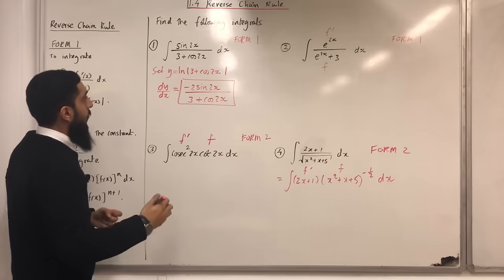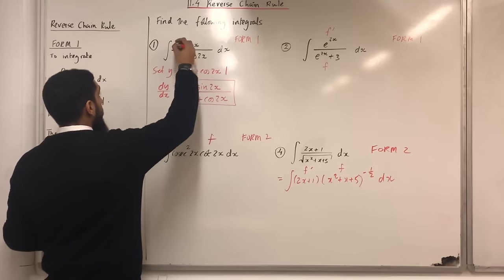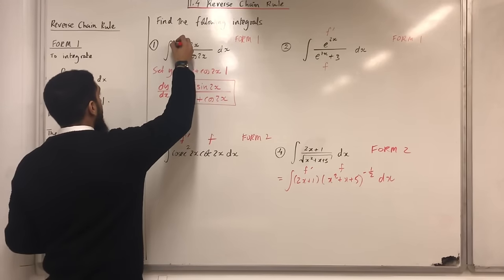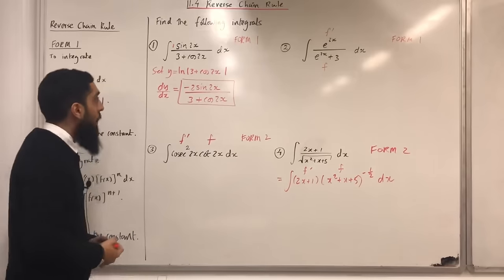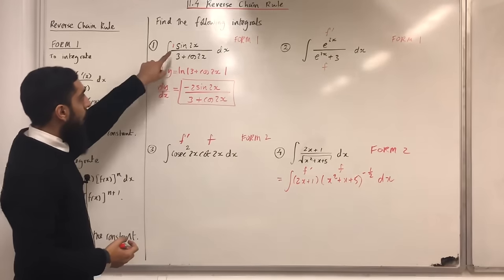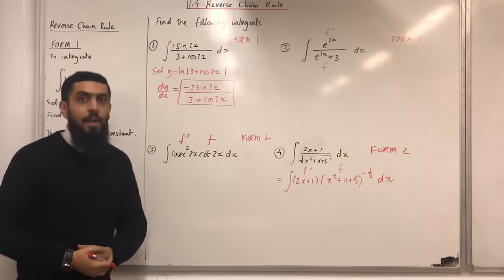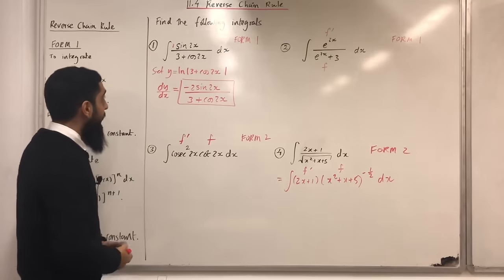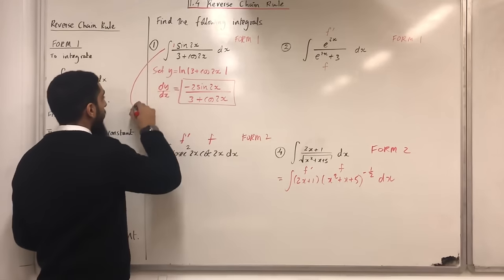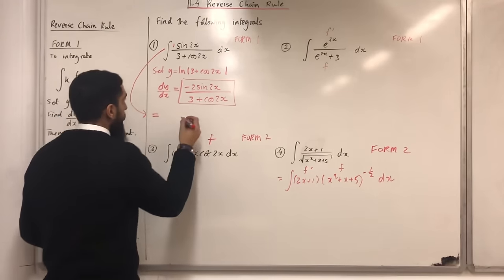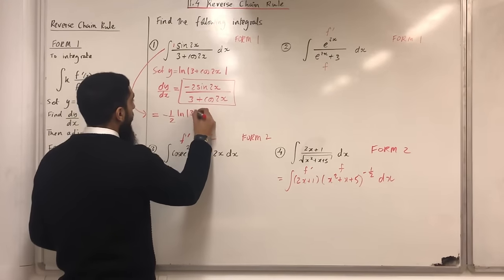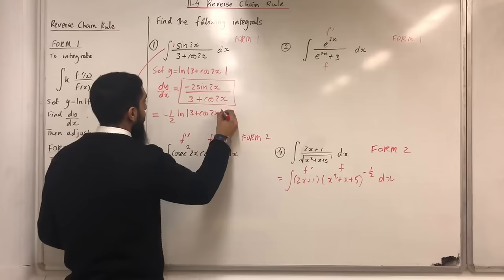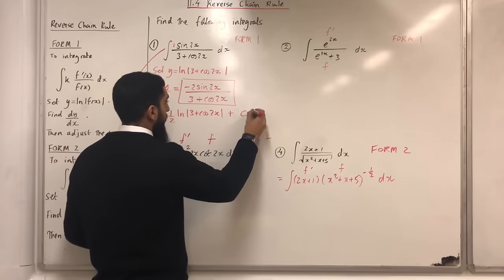Okay, now, if I go to this fraction over here, in front of the sine 2x, I have a 1. I need to say to myself, okay, how do I go from minus 2 to a 1? Well, I just divide by minus 2. Hence, this particular integral over here will equal minus a half of ln mod 3 plus cos 2x plus c.